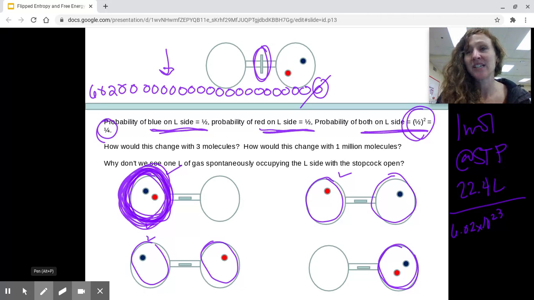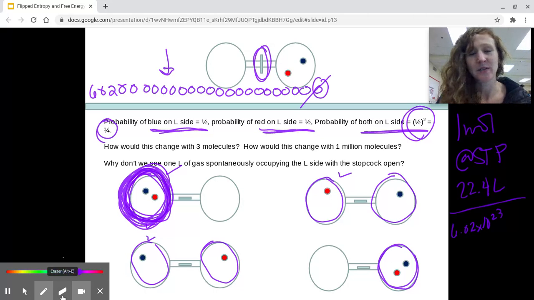Nature is going to proceed toward the systems that have the most probability, which is going to be disorder. It's not going to be ordered onto one side. It's going to be disorder. So this is the idea of entropy, and why entropy tends to drive spontaneous reactions. It's a matter of probability, right? So if you love stats, your brain is very happy right now.